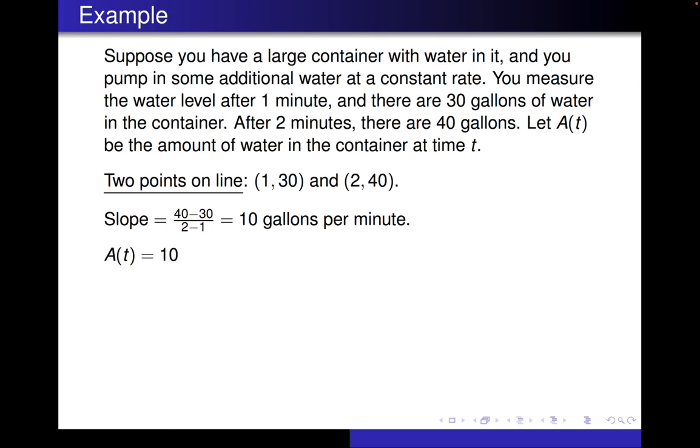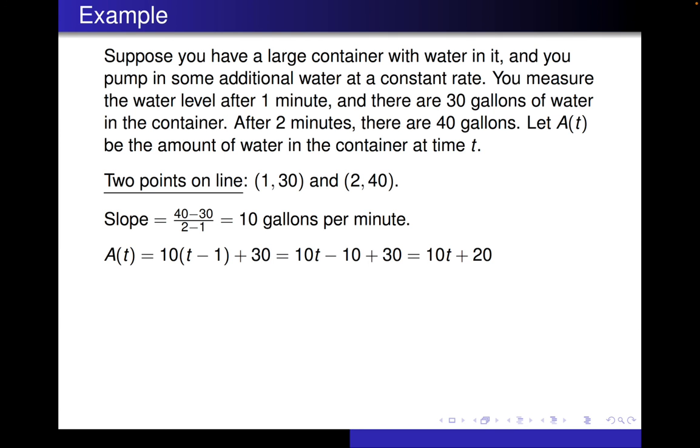t-coordinate. Now we have 2 points to choose from, and we can use either one. If we use the first one, t equals 1, and then A of t equals 30, we're going to get t minus 1. And then since 30 is our y-coordinate, we're going to get plus 30. That's what our point-slope form tells us. And then if we multiply that 10 through, we get 10t minus 10, and then plus 30. And then if we simplify that, we get 10t plus 20.